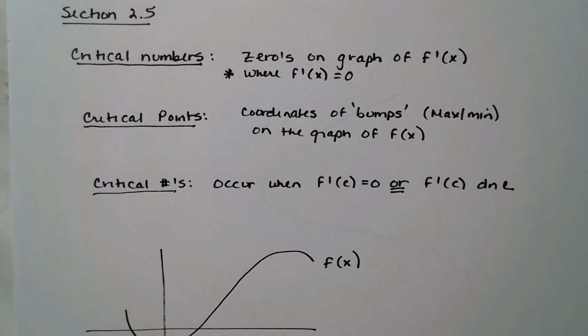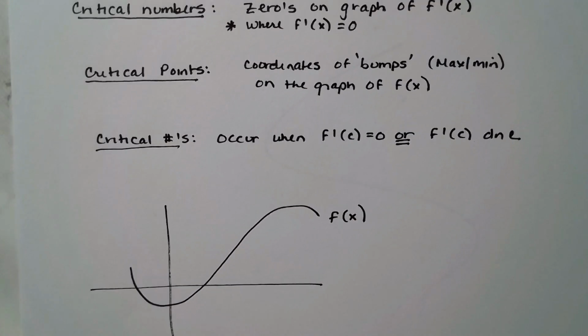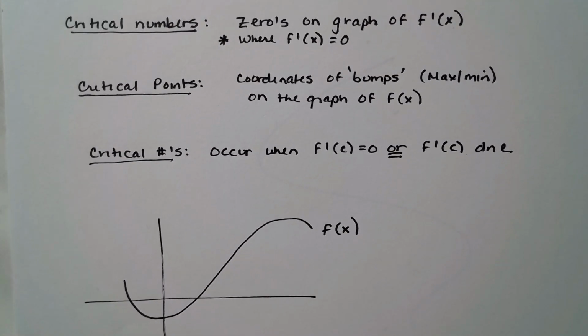Okay, and that's going to bring us to section 2.5, and section 2.5 is about relative max and min points. Mainly, it talks about critical numbers, and that's really the point of this. So let's just remember that a critical number is the zeros on the graph of the derivative if you were going to graph it given the graph of some function. Okay? So I drew some function here.